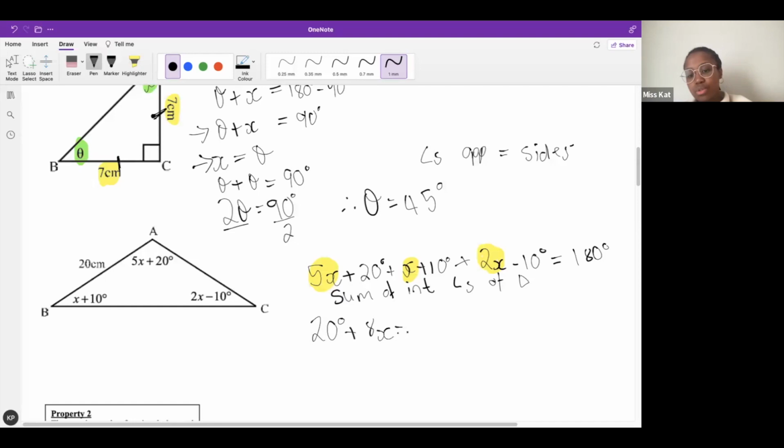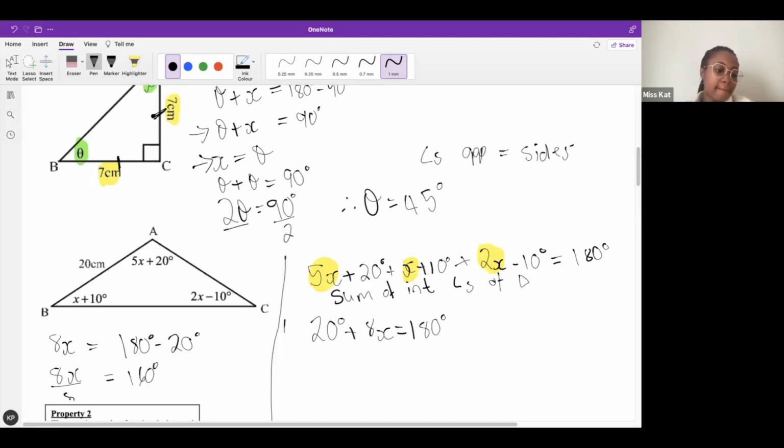And that equals 180 degrees. And then I took 20 degrees to the right hand side. So I said 20 degrees minus 20 degrees on the left hand side and on the right hand side. And then I got an answer of 160 degrees. And then I divided by 8, which then gave me 20 degrees as my answer. Therefore, x is 20 degrees. That was beautiful.